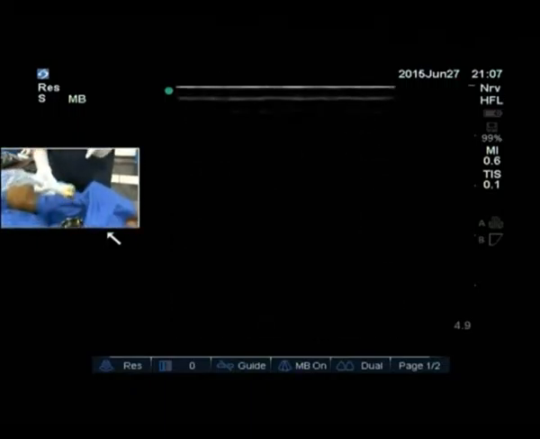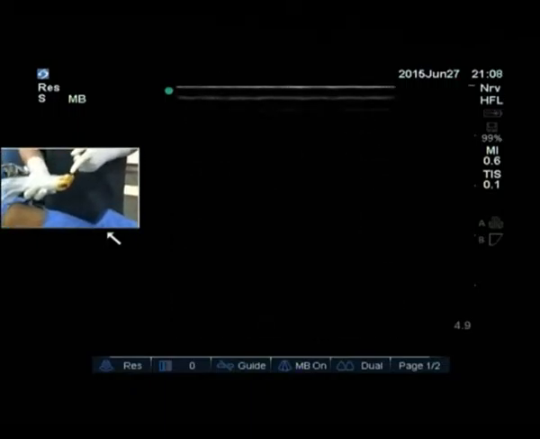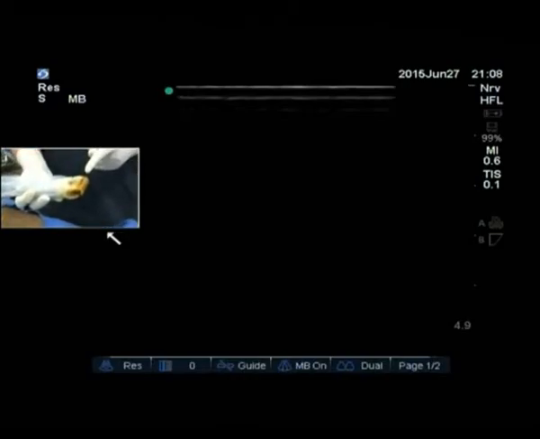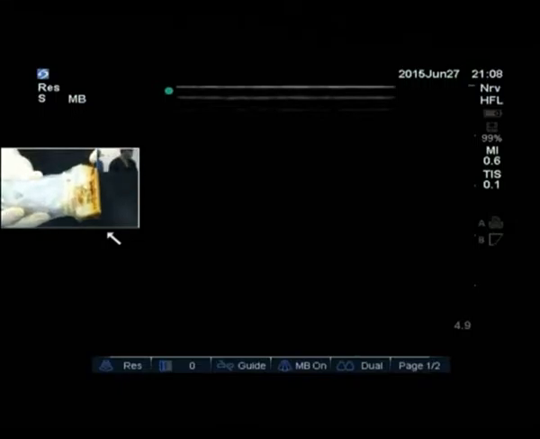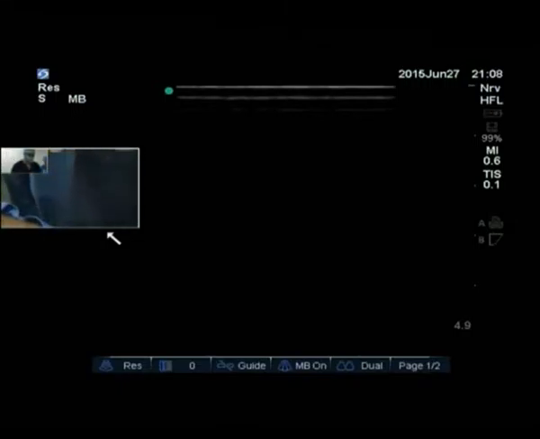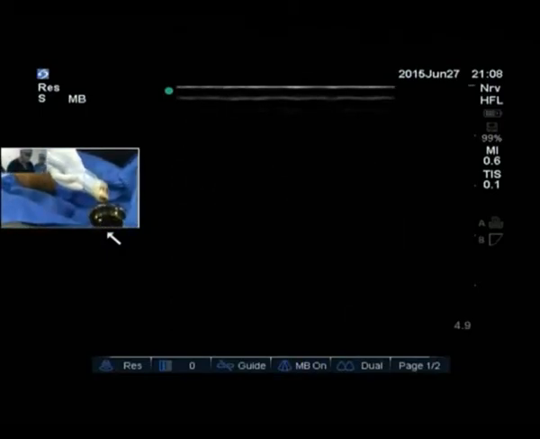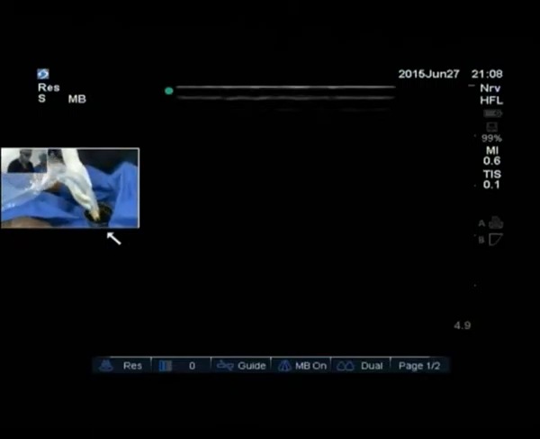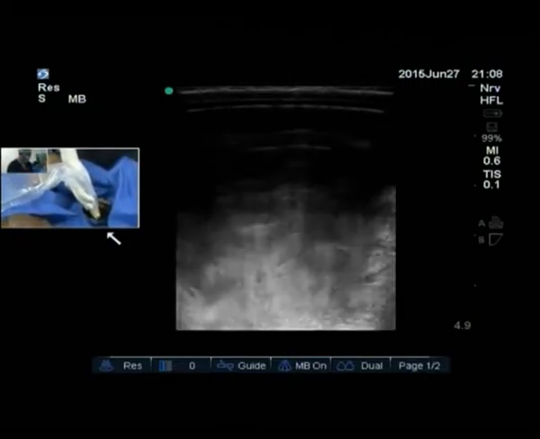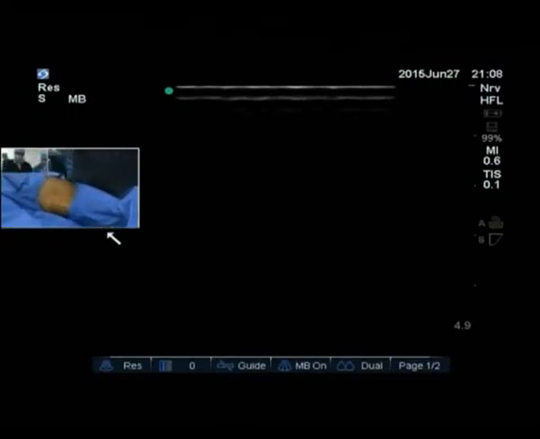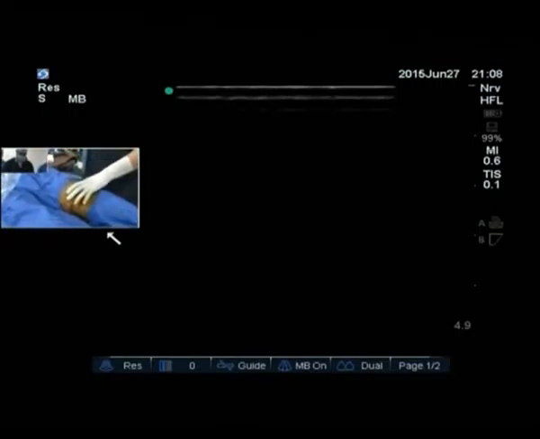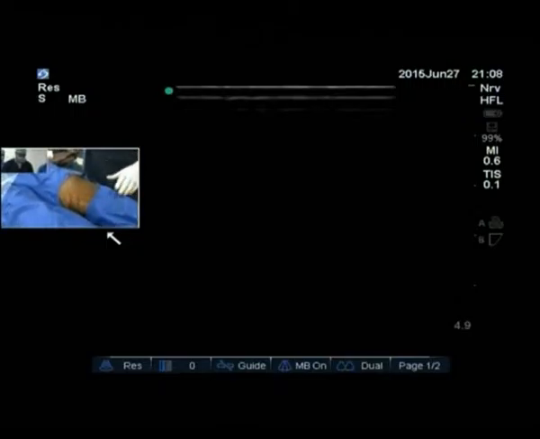So as I did earlier, I'm using a high frequency linear probe with a footprint of 38 millimeters. This probe fires between 6 and 13 megahertz. So I'm going to be dipping this into betadine. I've sheeted this probe like I did earlier, and I'll be using betadine solution as an acoustic couplant. And I have set the depth at 4.9 centimeters because this guy's thigh is fairly sizable.